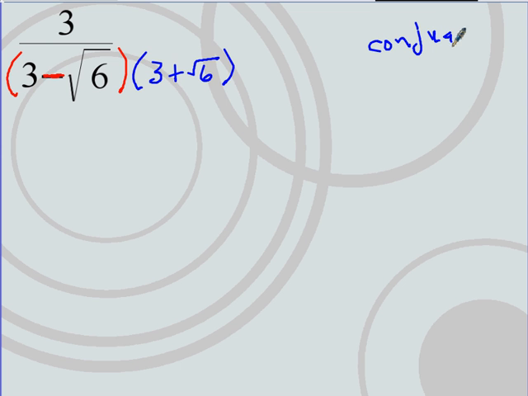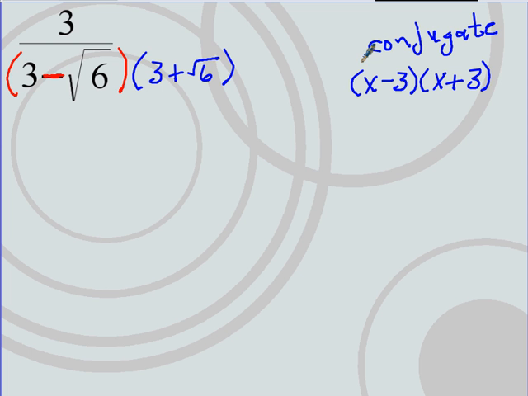Because we're going to use it a lot for the rest of the year. The word conjugate. 2 binomials are conjugates if the only difference between those binomials is the plus minus signs in the middle. X minus 3, x plus 3. 3 minus root 6, 3 plus root 6. 5 plus 2, 5 minus 2. Those are conjugates of each other.